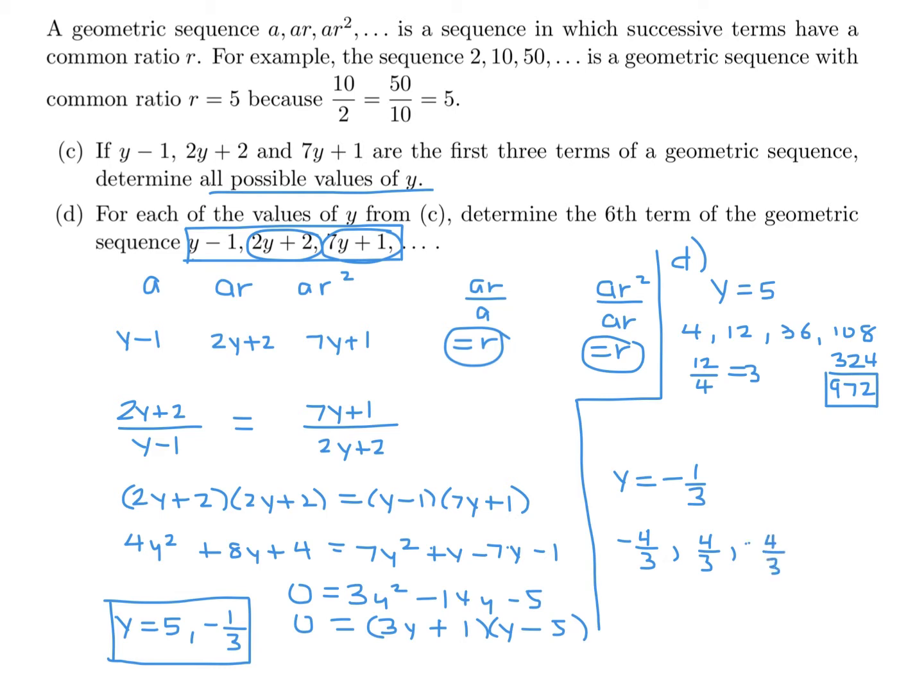Okay, so this time r is just negative 1. So I guess this just alternates back and forth. Negative 4 over 3, and then positive 4 over 3, like that. So the sixth term here, 1, 2, 3, 4, 5, 6, is positive 4 over 3.